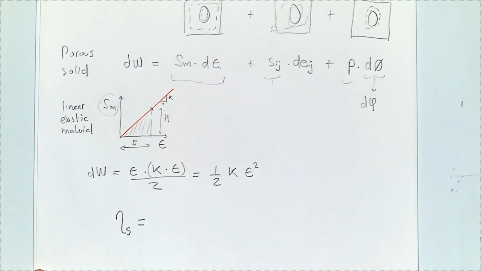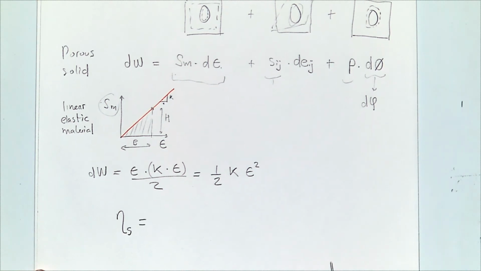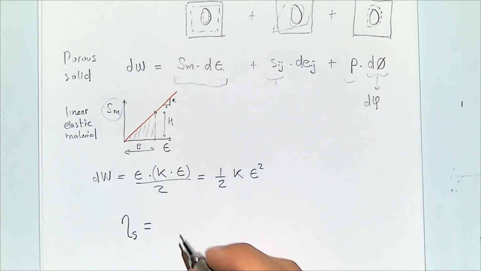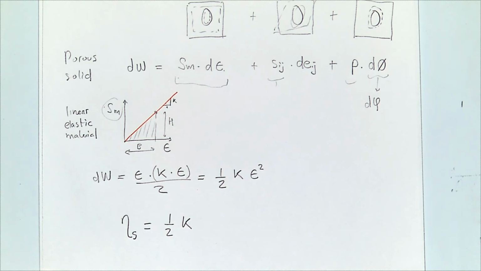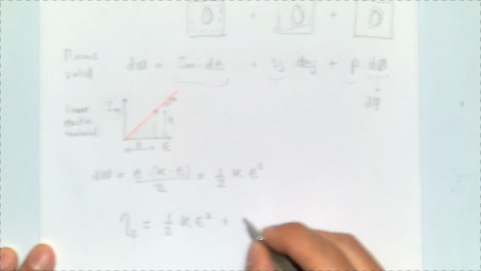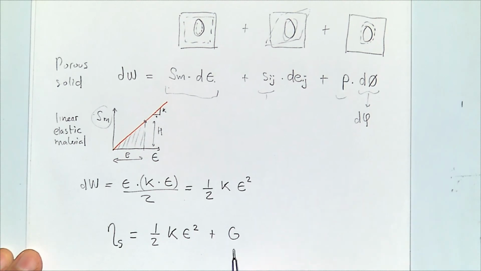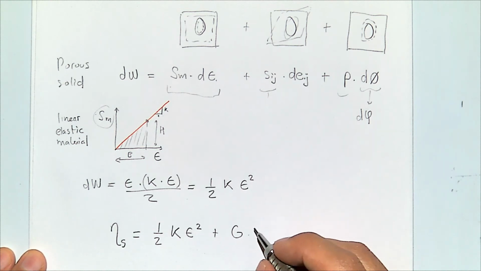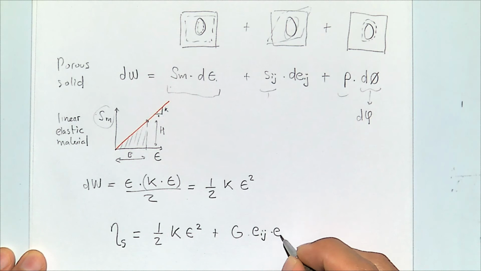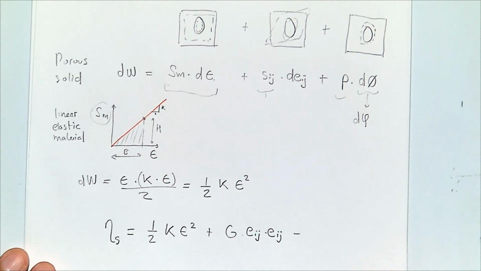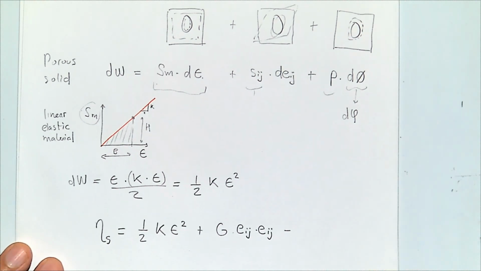And this is going to be the free energy of the porous solid and just of the skeleton part without the fluid, and it's going to be equal to, similar to what we had before, 1/2 K volumetric strain squared plus shear modulus, and that makes sense because any energy containing shear strain should depend on the shear modulus, times the shear strain, and the last term is going to be the term of the porosity and the volumetric strain.